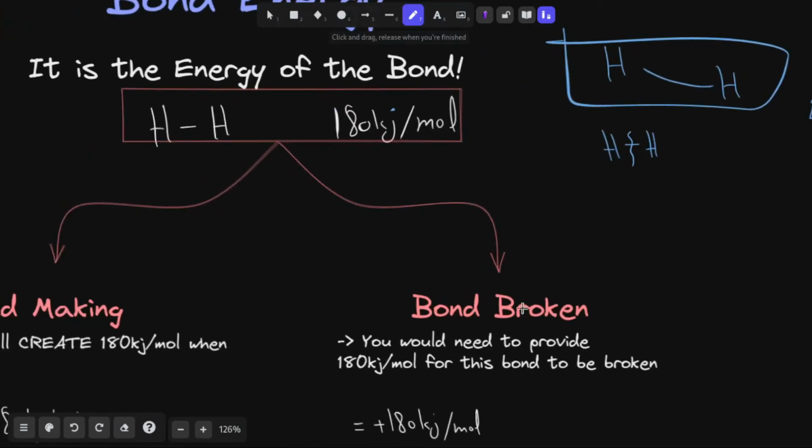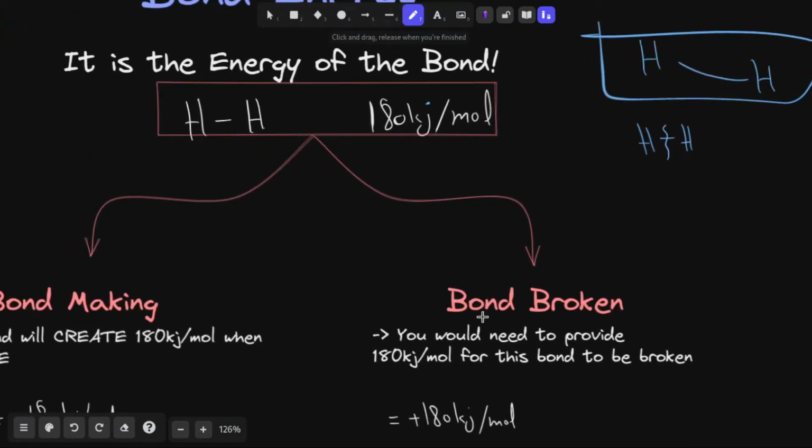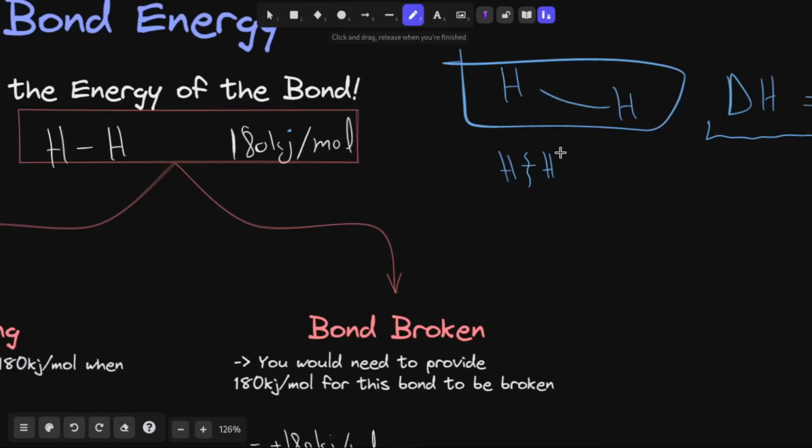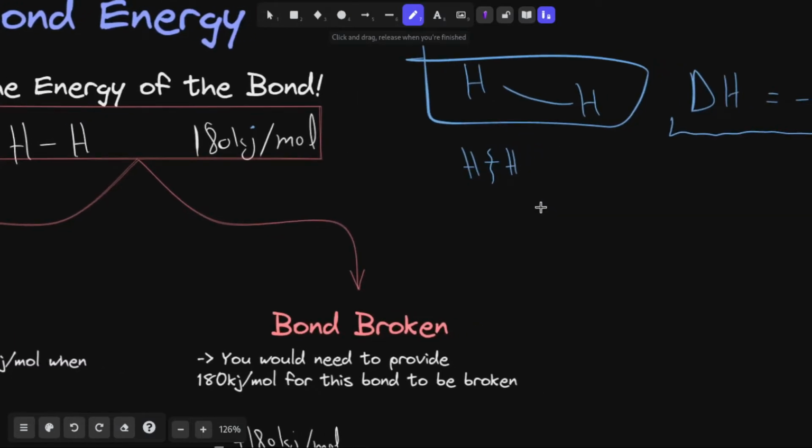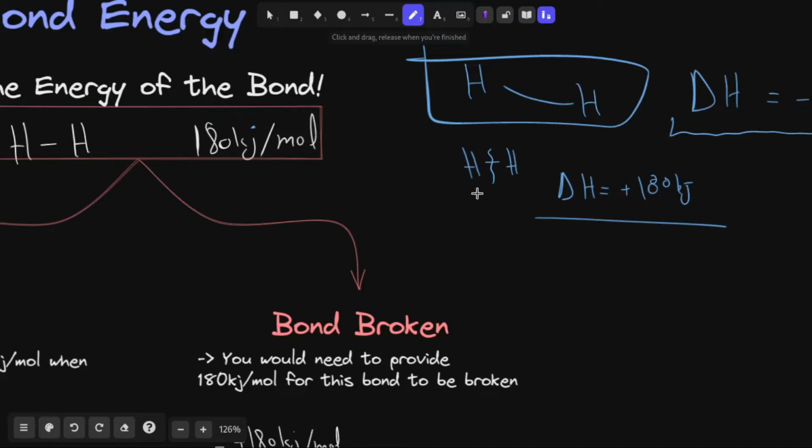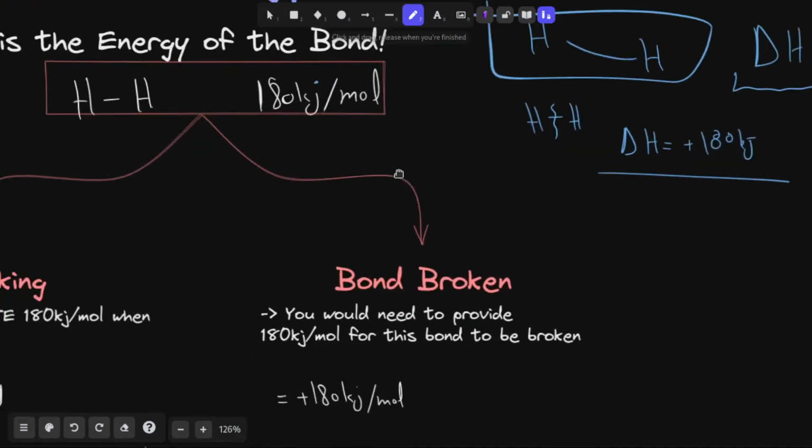But what if the bond is broken? If you break the bond, then you need to provide it with energy. And as we already know, providing energy is an endothermic process, and that's the reason why you would have 180 kilojoules with a positive sign as delta H if you want to break this hydrogen to hydrogen bond.